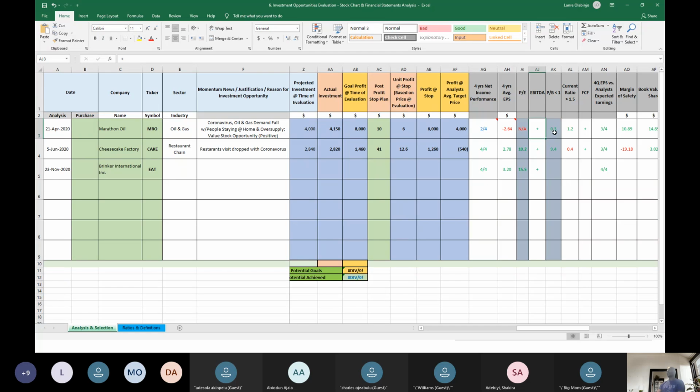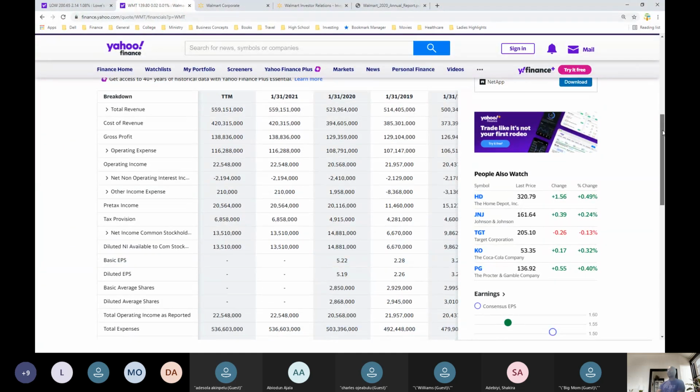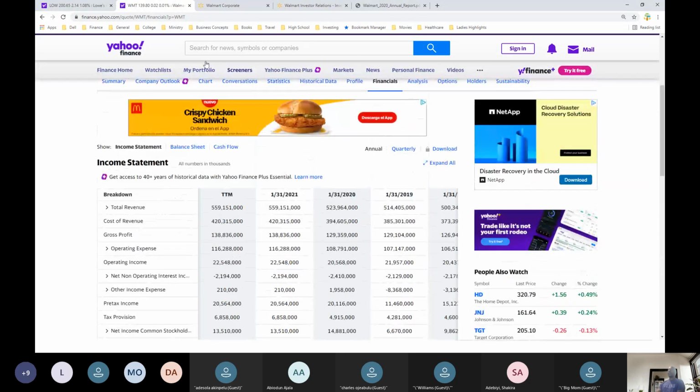Okay. And then price to book value. The price per share divided by the book value per share. Now, we all in this class now know how to calculate book value, right? I'm sure we all can calculate book value now. So that's what that is asking for.